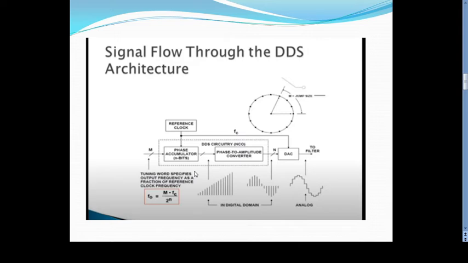So the output is in the form of phase. It is necessary to convert this phase output into amplitude. For that purpose we use the phase to amplitude converter, and the output of the phase to amplitude converter is given to the DAC, and the output of the DAC is given to the reconstruction filter.